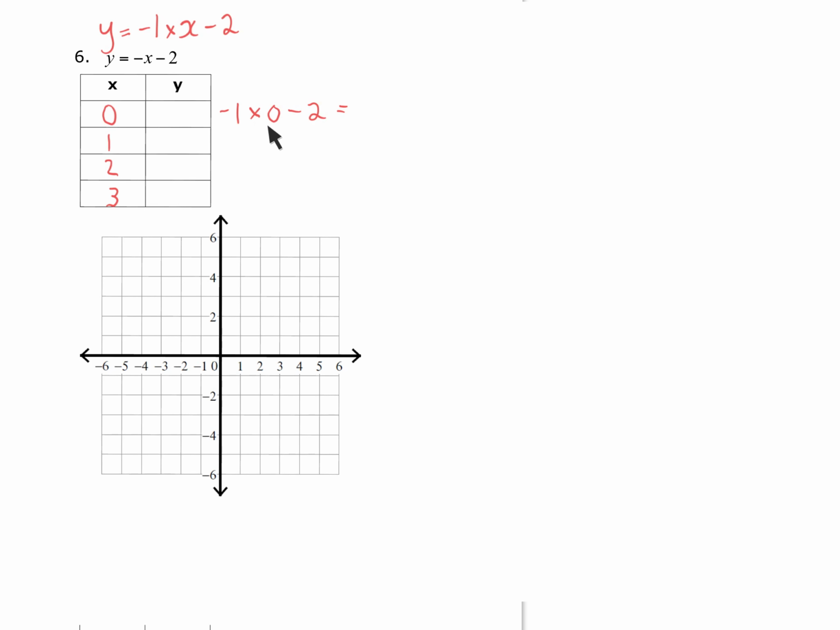So anything times 0 is just 0. So 0 minus 2 is negative 2. So our y value will be negative 2. Okay, let's do another one.